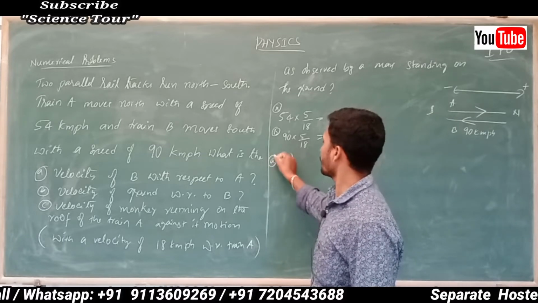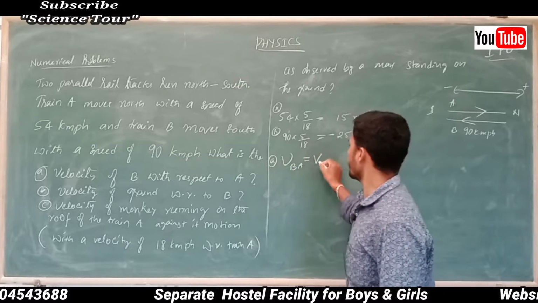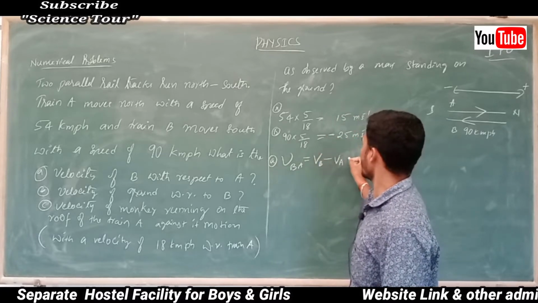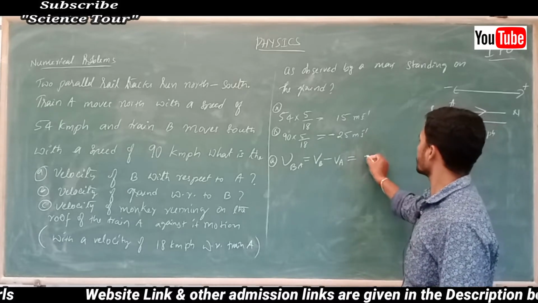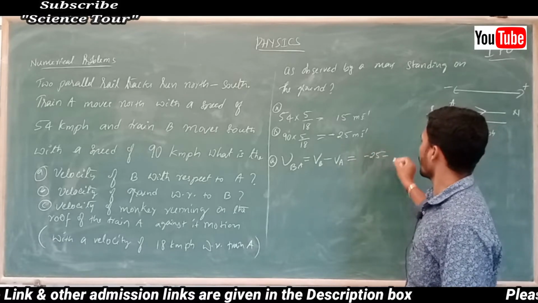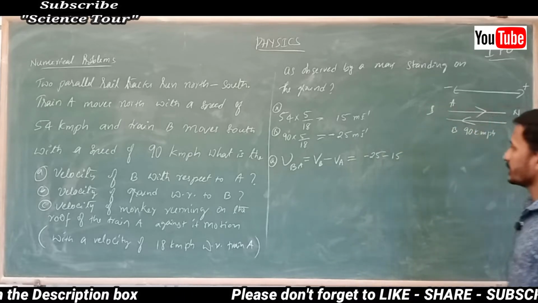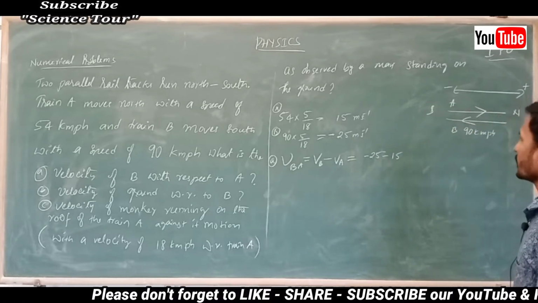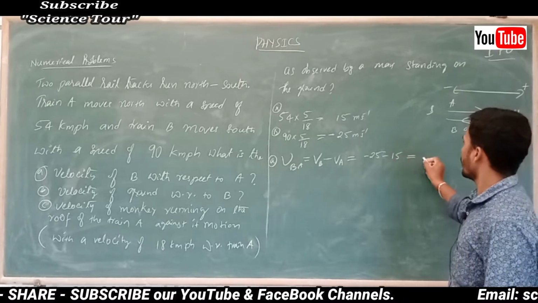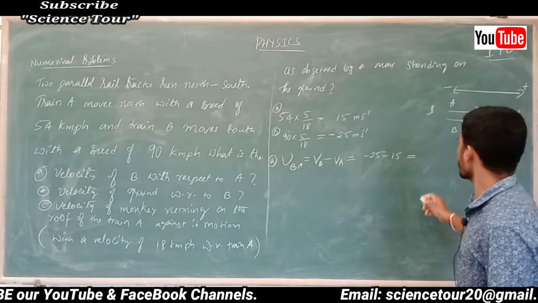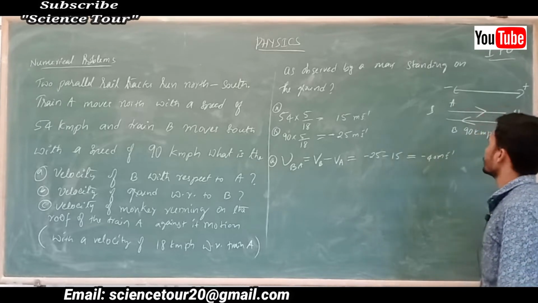First, velocity of B with respect to A. What you have to do? VB minus VA is equal to how much? VB is minus 25, minus 15. Then we get 40 meter per second negative.